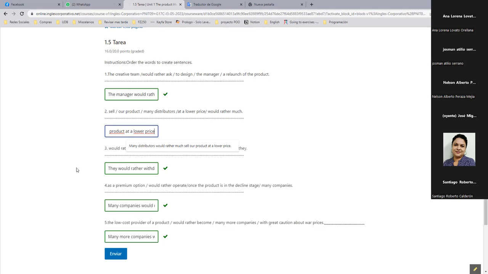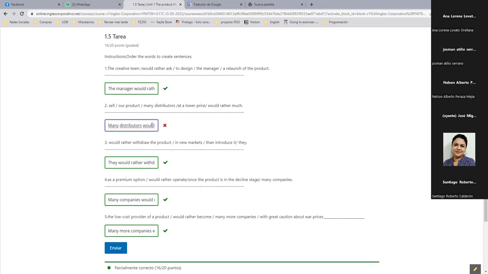A ver, vamos a ver de regreso. Pero no hay ningún apóstrofe, no hay ninguna otra cosa más. Tiene el punto al final de la oración. Yo creo que tiene el punto, ¿verdad? No sí, se lo quité para que saliera el mensaje, la oración completa. Porque si le pongo el punto, desaparece. Y con el punto me da error. También ya le quité el punto. También ya le cambié la mayúscula por minúscula. Y siempre me da error.